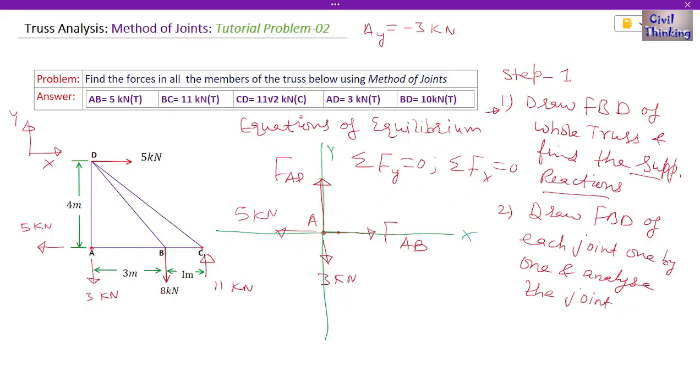Otherwise the rule is: apply that equation first in that direction where we have some given value, okay. That saves our time. Okay, now right here we can apply an equation.